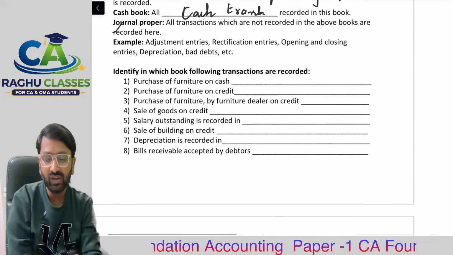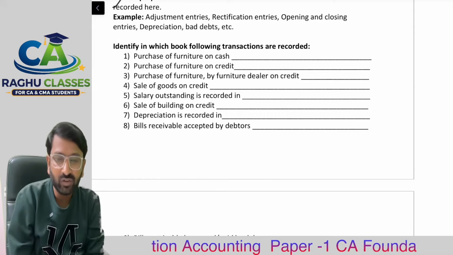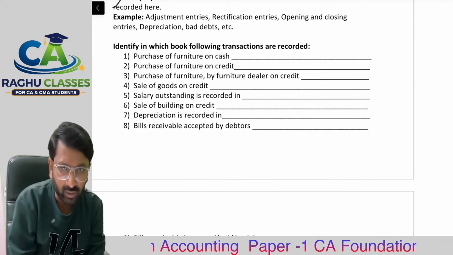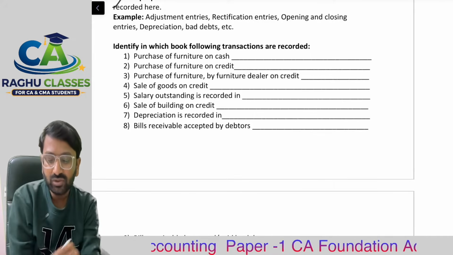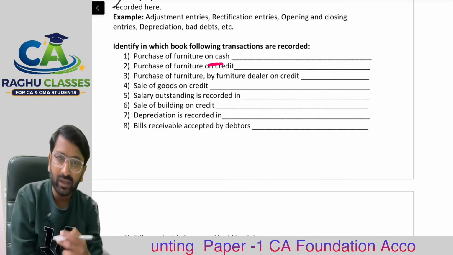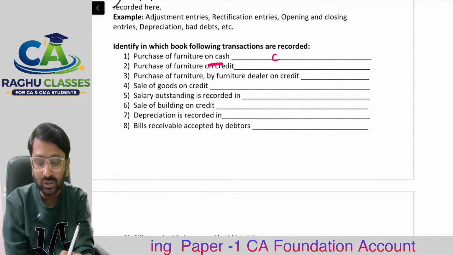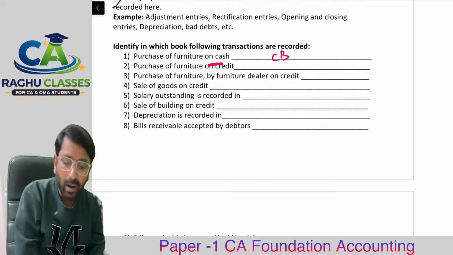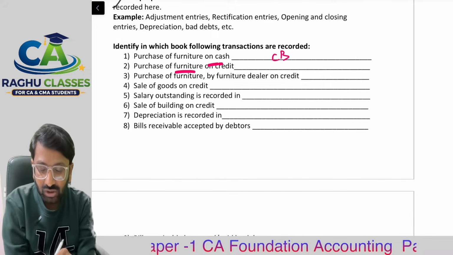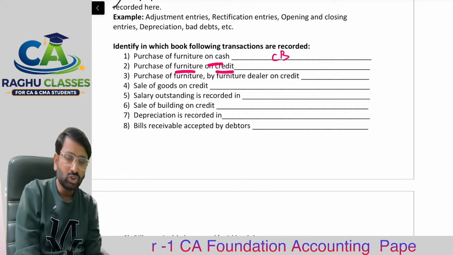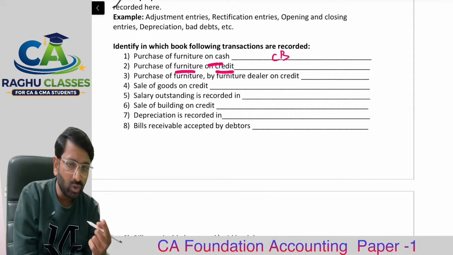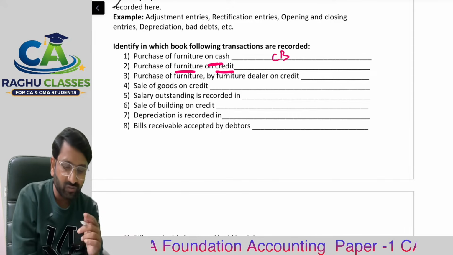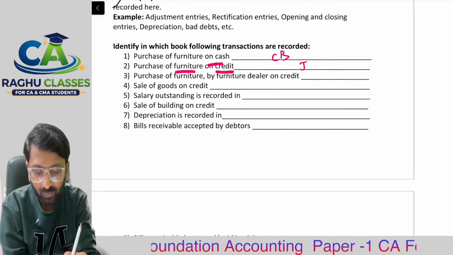Now let us identify the book in which the following transactions are recorded. See, purchase of furniture on cash, you're paying cash. And the moment the cash is involved, cash book. Purchase of furniture on credit. Though you are buying on credit, you are not buying goods now. What you're buying is furniture. So this will come in general proper.